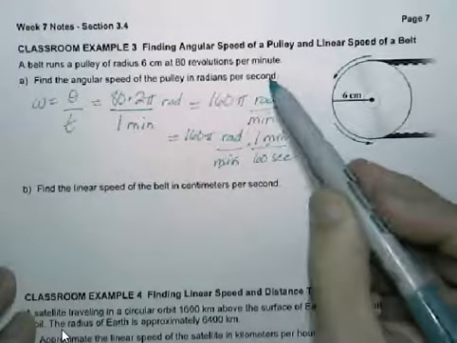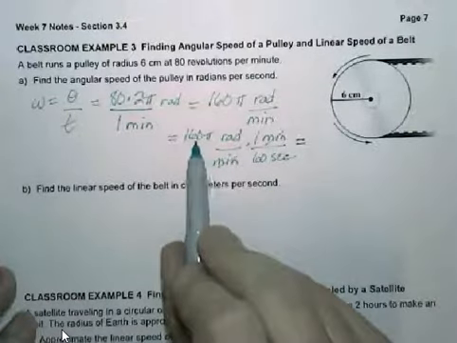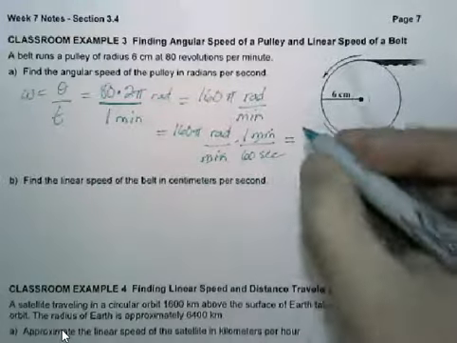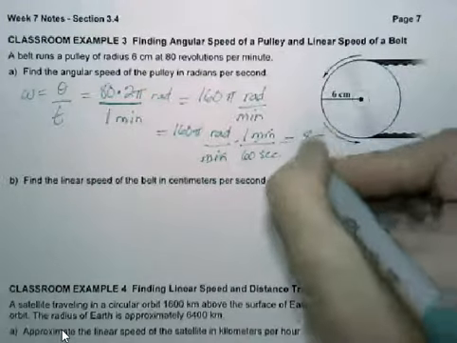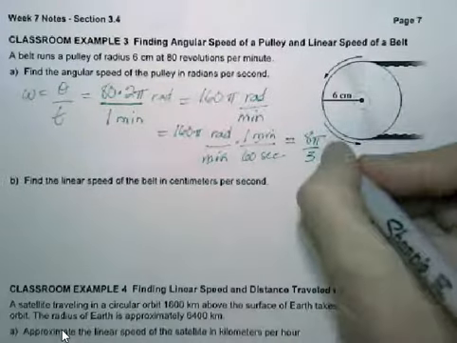Now this one didn't say whether it wanted exact answers or approximate ones. So I'm just going to leave this as an exact answer. If I simplify 160 pi over 60, I end up with 8 pi over 3. And my units for this now are radians per second.